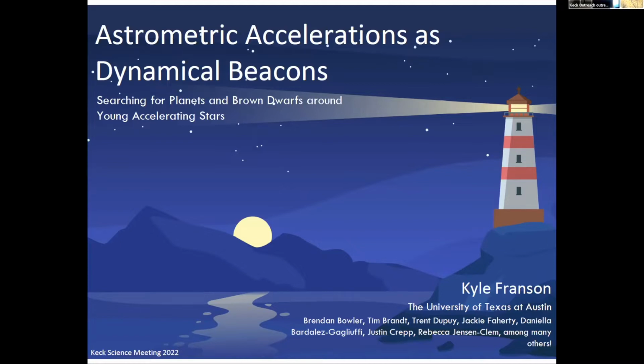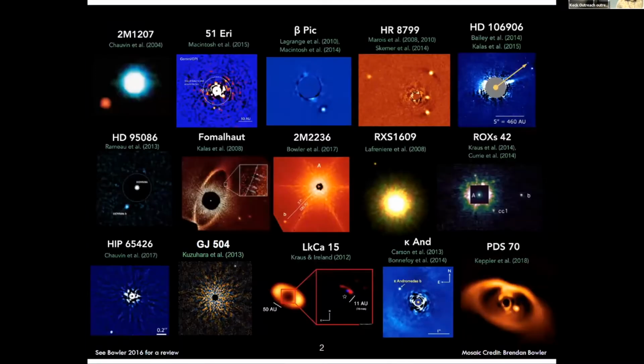Thank you. As Joshua mentioned, my name is Kyle Franson. I'm a fourth-year grad student at the University of Texas. I work with Brendan Bowler. I'm going to continue the theme of Noah's talk by talking about a program that we've been working on over the past couple of years to use astrometric accelerations as a target selection tool for direct imaging of planets and brown dwarfs.